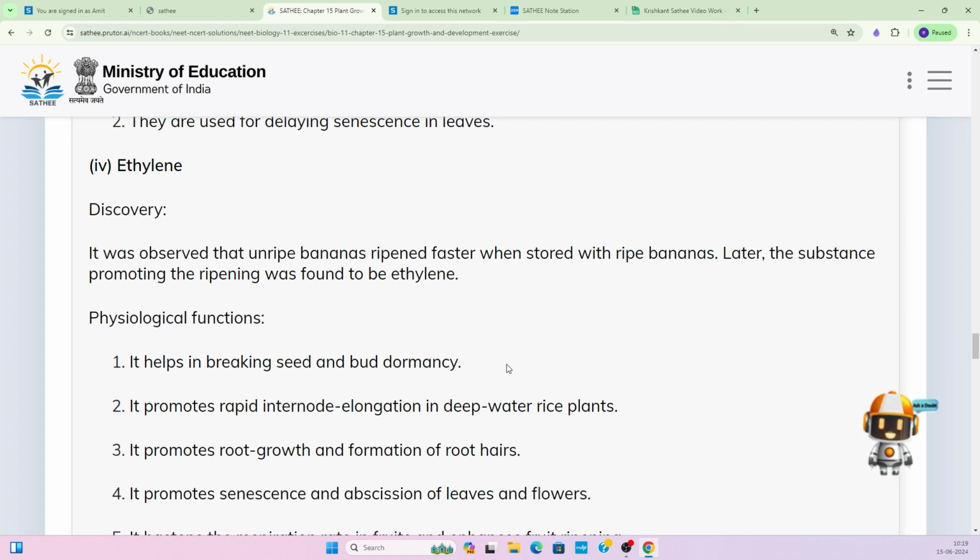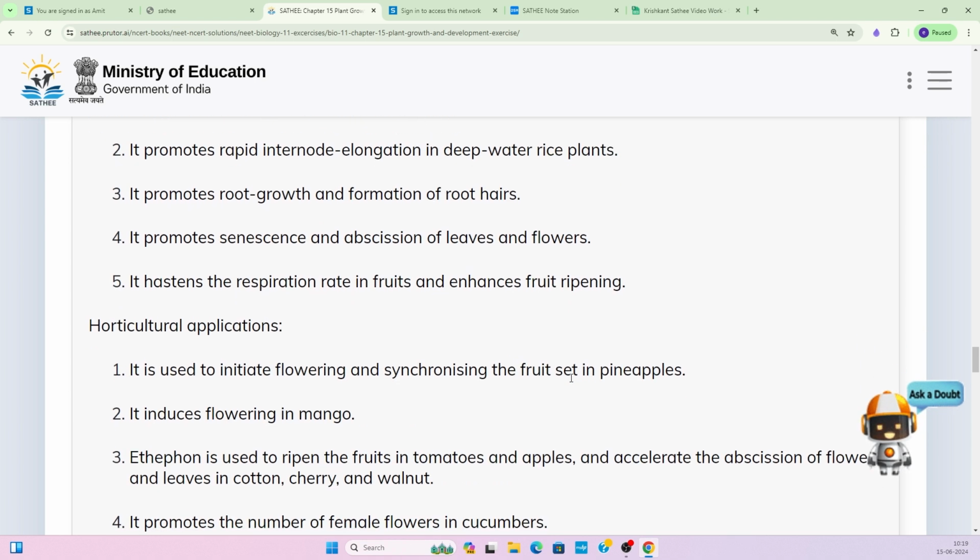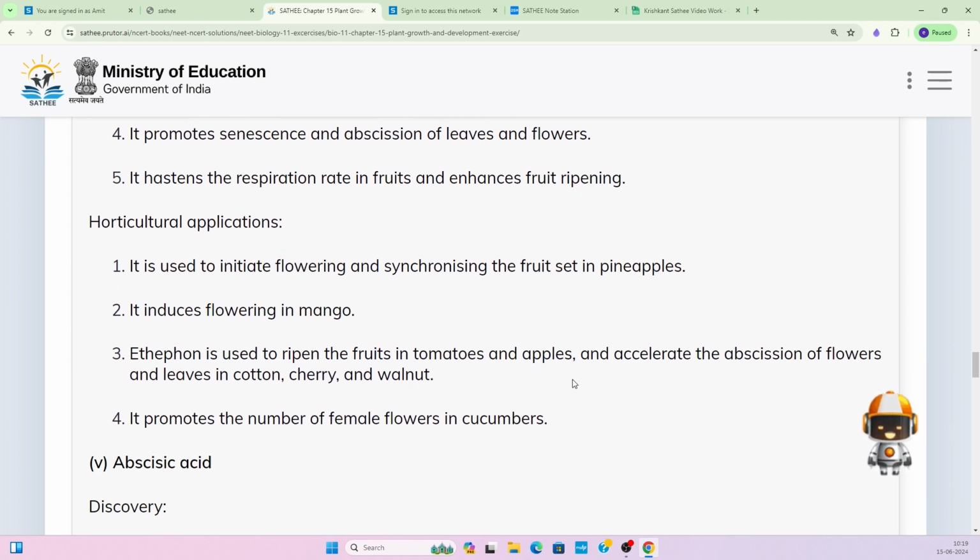So what are the physiological functions? It helps in breaking the seed and bud dormancy. It promotes rapid internode elongation in the deep water rice plants. It also promotes the root growth and the formation of root hairs, and it promotes the senescence and the abscission of the leaves and flowers. So it hastens the respiration rate in the fruits and enhances the fruit ripening as well.